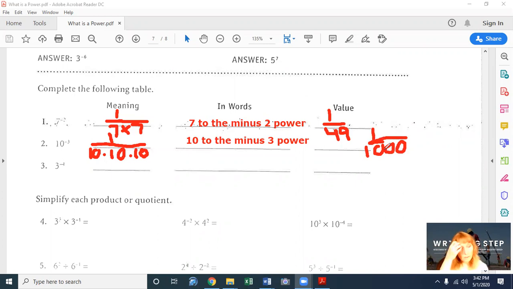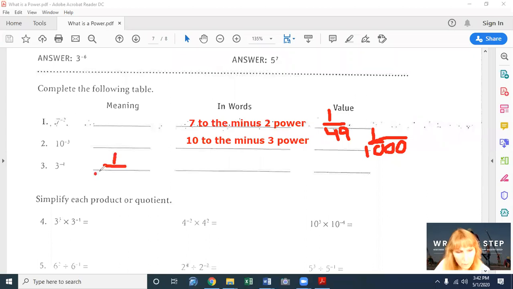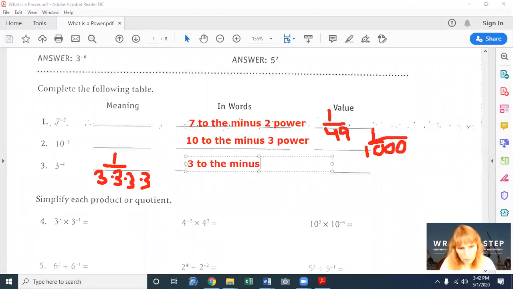Okay, and the next one, 3 to the negative 4. I'm going to clear up some of these because it's kind of crunched here. Okay, 3 to the negative 4 is really 1 over 3 times 3 times 3 times 3. And in words, that would be 3 to the minus 4 power. And in value, it would be 1 over 3 times 3 is 9. 3 times 9 is 27. 27 times 3, I believe, was 81.